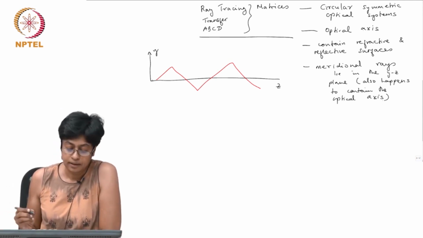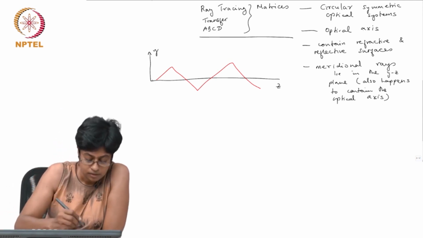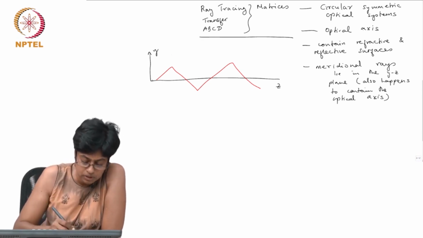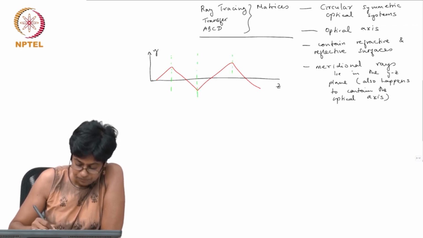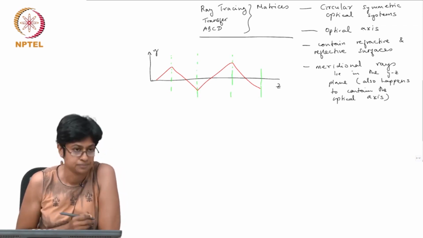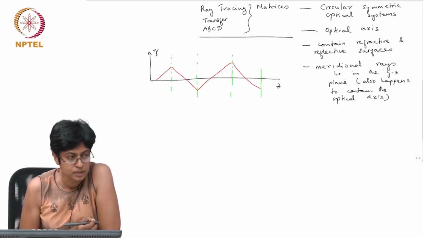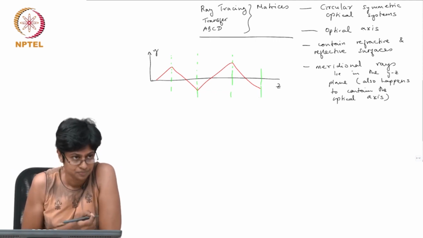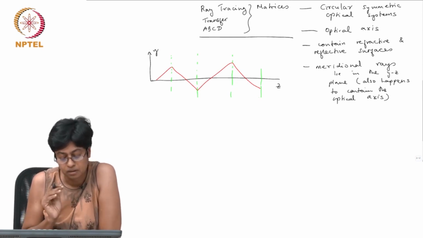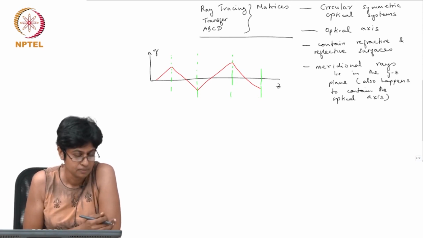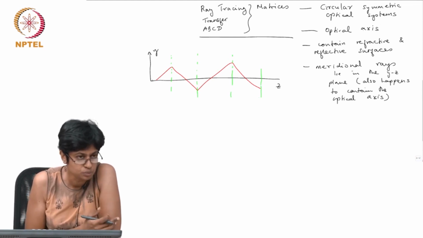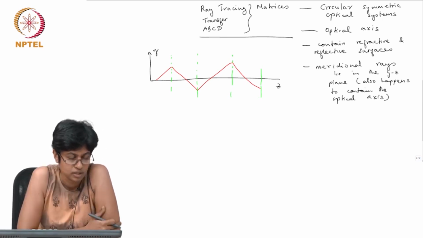Now, I have drawn this particular image with these rays bouncing, and basically that means there is some interface at these points. But the point to note is that at any instant I can specify this ray with just two parameters. Okay. What are those two parameters? The angle, the slope with respect to the optical axis.